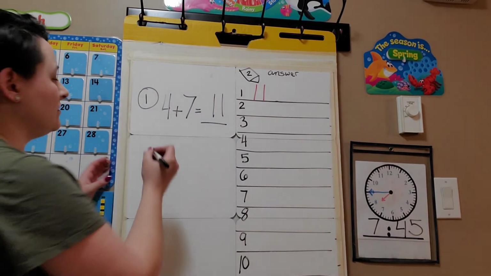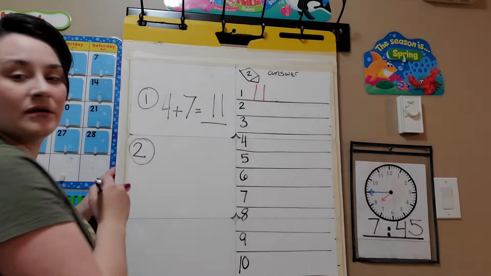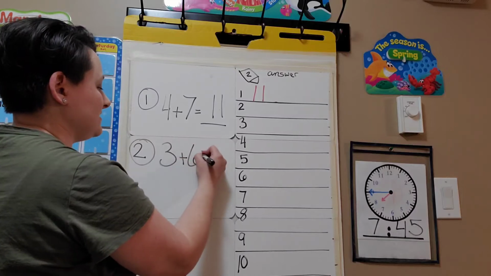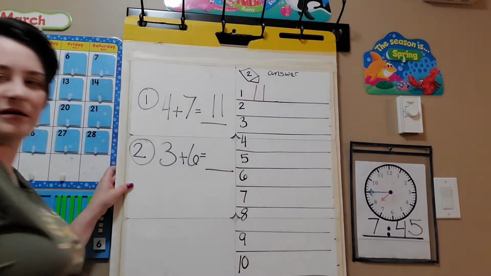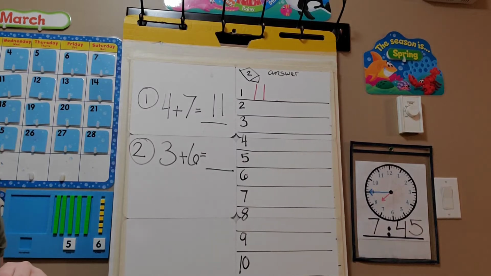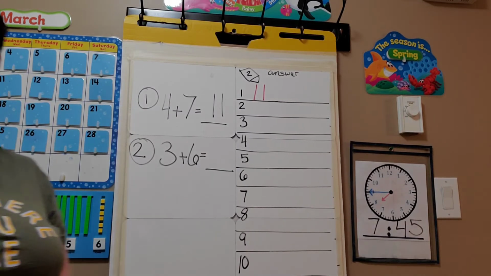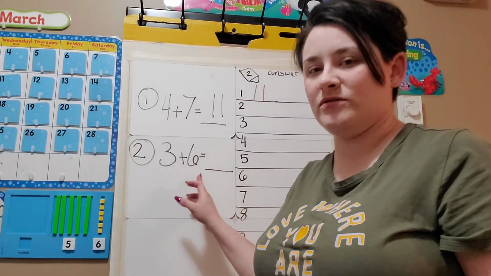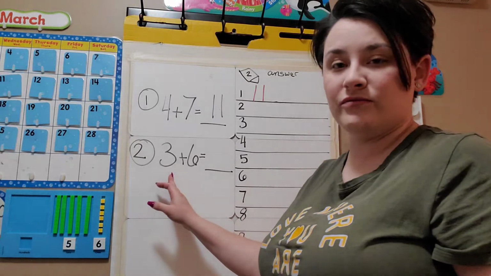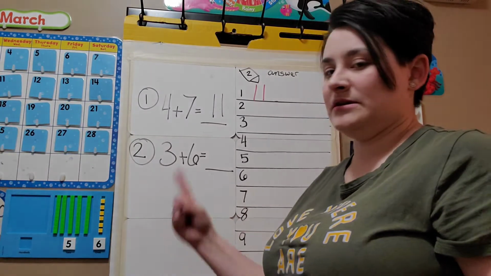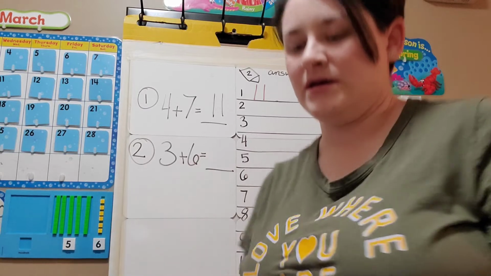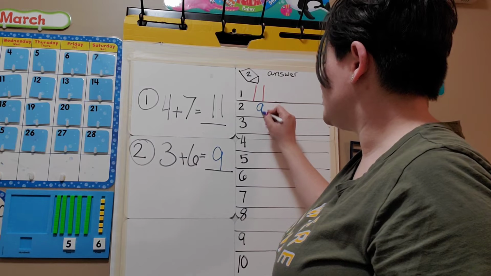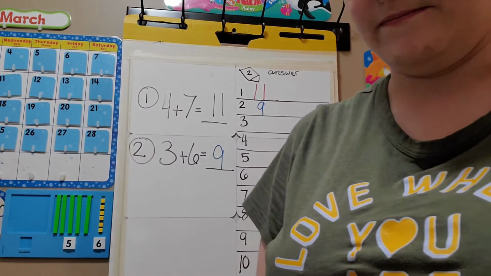Number 2 is 3 plus 6 equals blank. Again, let's start with our higher digit, our number that's worth the most, and count up 3 more. So 6, 7, 8, and 9. So on your line for number 2, you should write 9.